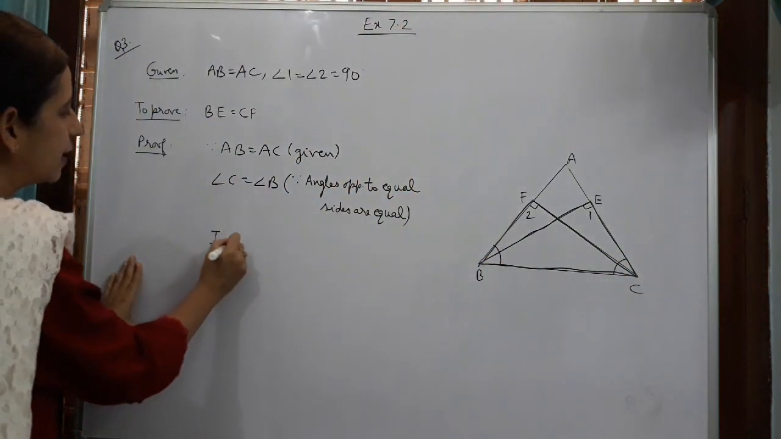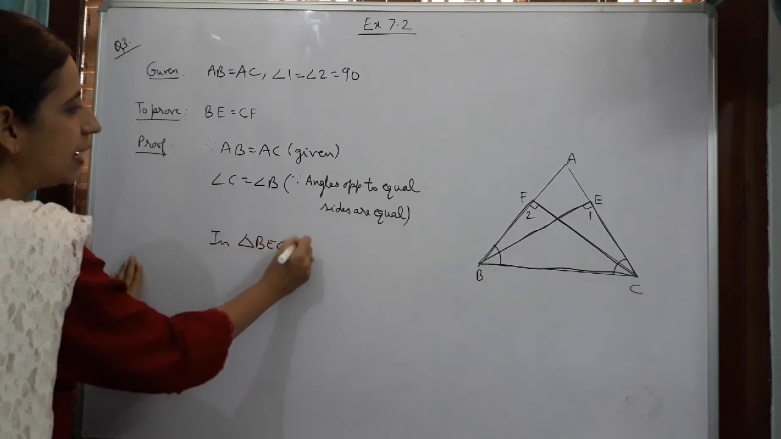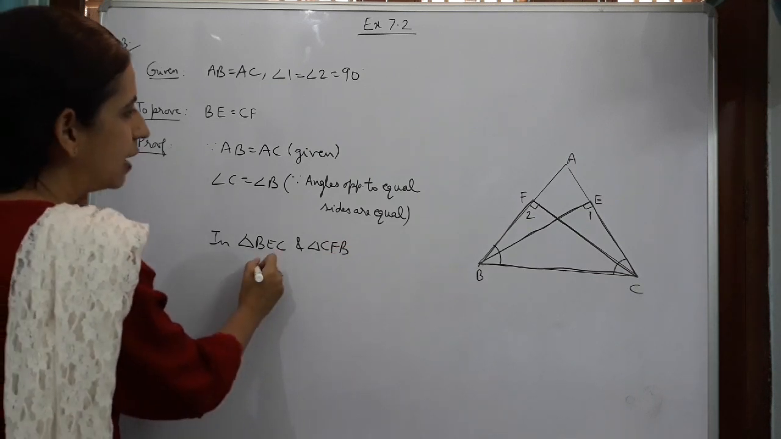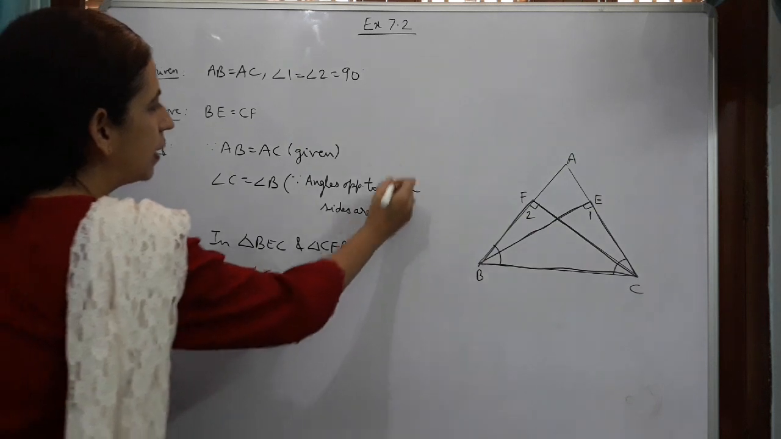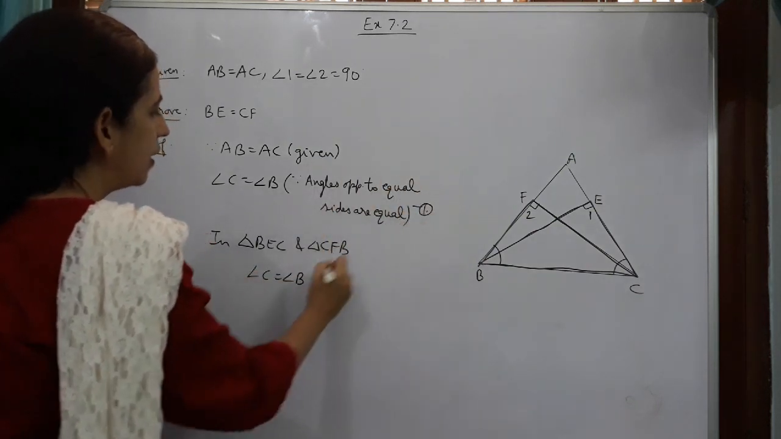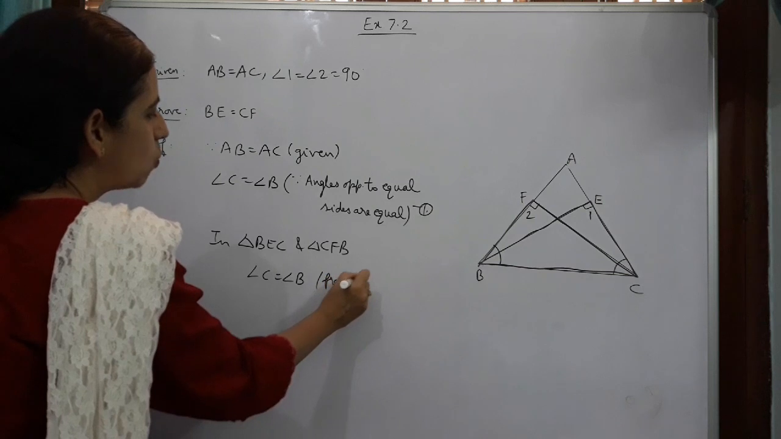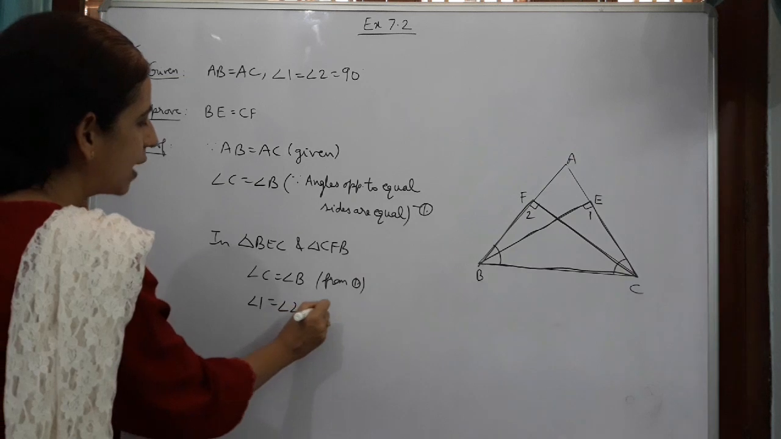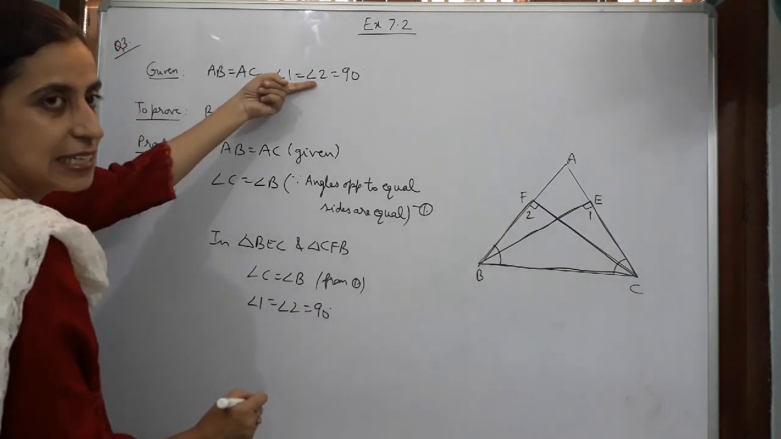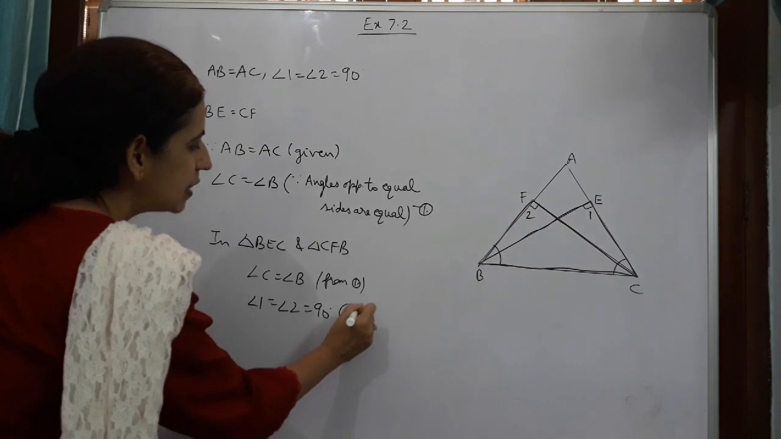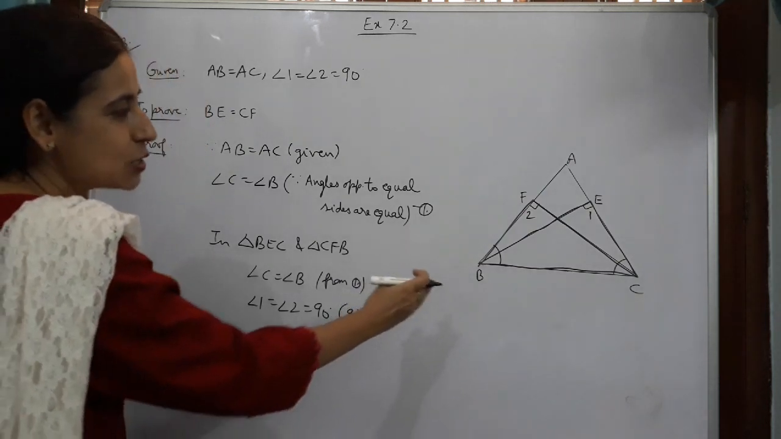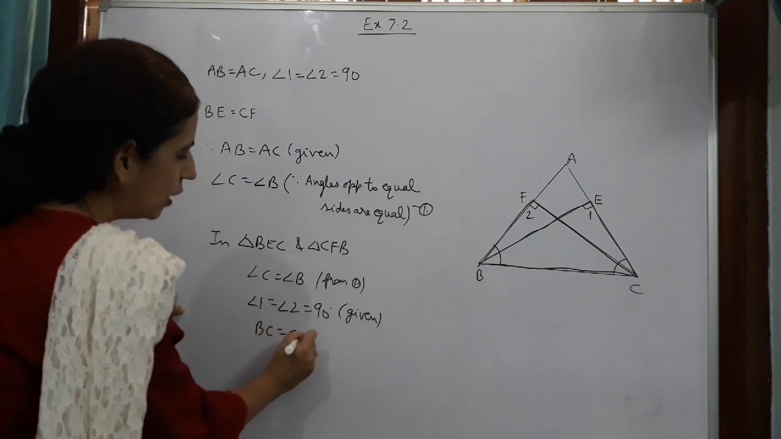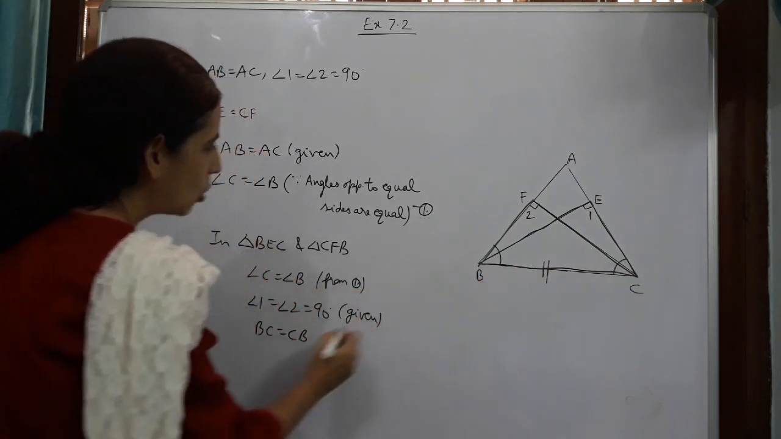Now we take the two triangles. We take triangle BEC and triangle CFB. In both these triangles we have angle C is equal to angle B; you can name this as equation 1. From equation 1 we obtain angle C is equal to angle B. Angle 1 is equal to angle 2, which is of measure 90 degrees. This is given to us in the question. These are the altitudes, so definitely these are perpendicular. And we have BC is equal to CB. This is the common side.